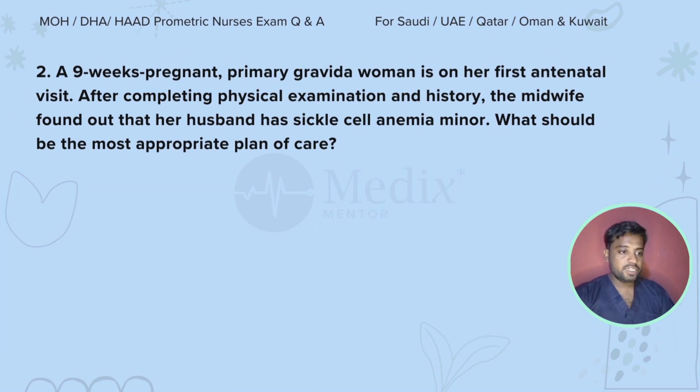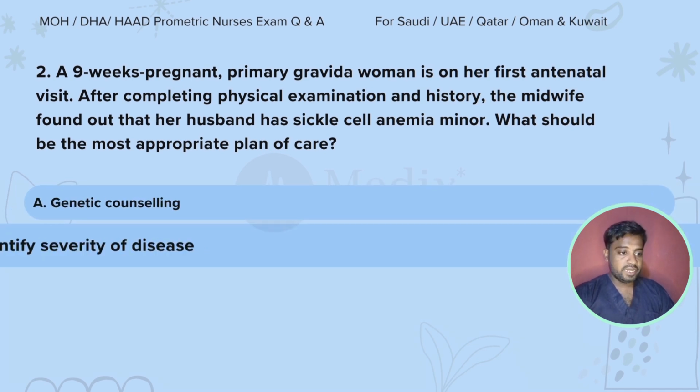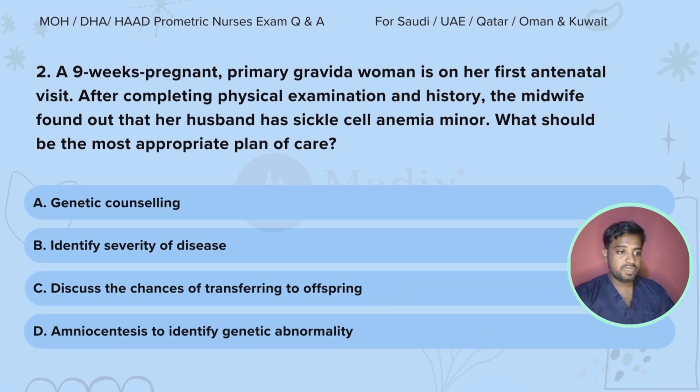A 9 weeks pregnant primigravida woman is on her first antenatal visit. After completing the physical examination and history, the midwife found out that her husband has sickle cell anemia minor. What should be the most appropriate plan of care? A. Genetic counseling. B. Identify severity of the disease. C. Discuss the chances of transferring to the offspring. D. Amniocentesis to identify genetic abnormality.